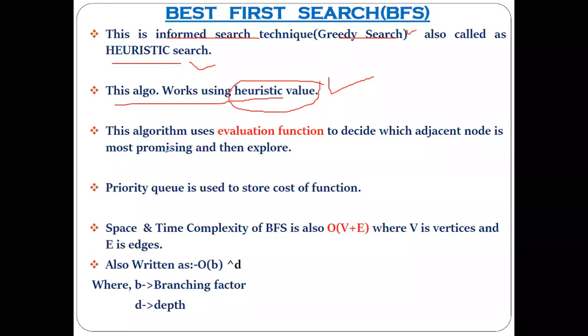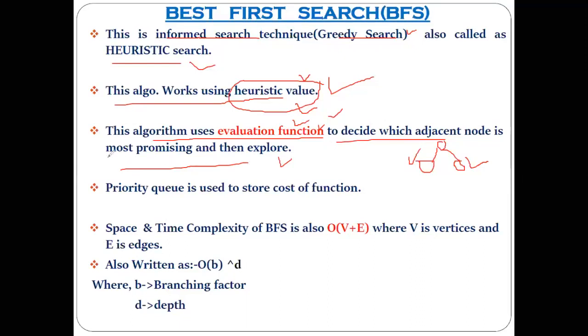Now, to search certain paths along with this heuristic value, we are also going to utilize some evaluation function to decide which adjacent node is the most promising node and which we should select. Suppose this is the parent node and these are the two child nodes. We use the evaluation function to decide whether the AI agent should go to this node or that node. Understood? So with the help of the heuristic value and the evaluation function, we decide the most promising node. Now for that purpose, in the best first search, we are going to maintain one queue, referred to here as the priority queue.